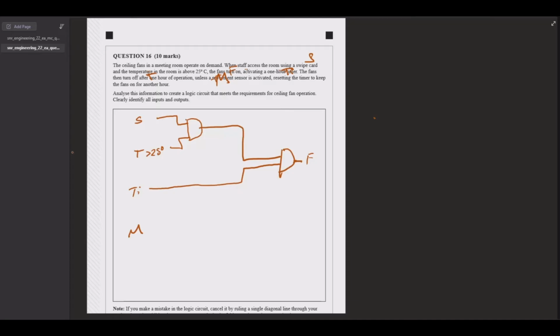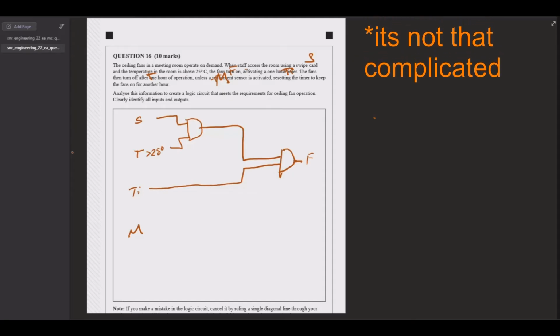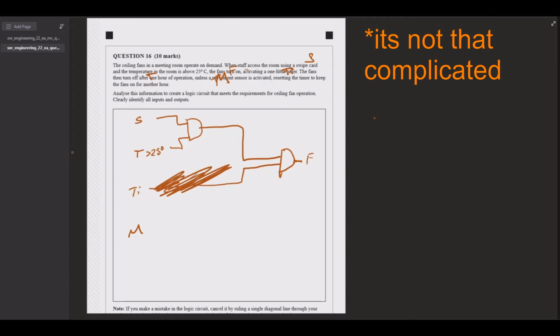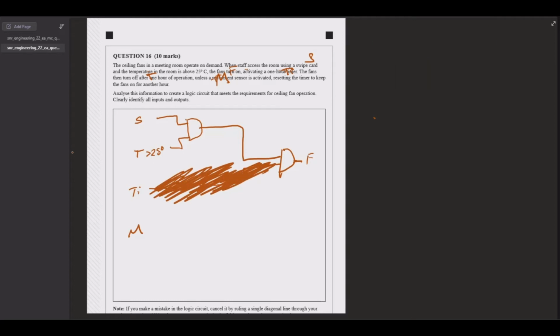The annoying thing is the movement sensor, which resets the timer. I don't understand how you're supposed to reset the timer. How do we do this? If movement sensor is on... So this is very complicated, and I've looked at the sample response for this, because it doesn't really work how you think it would. Logic circuits can be a pain.